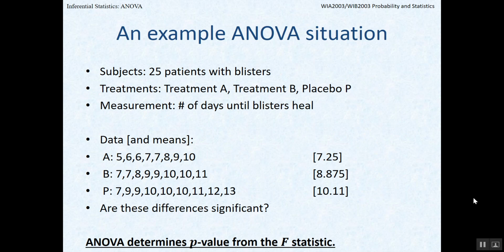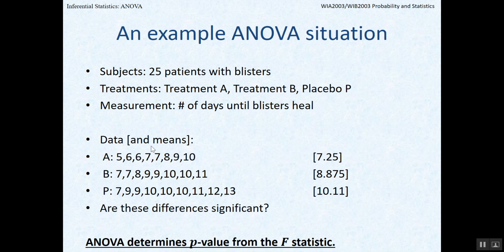So for an example of ANOVA here, assume there are 25 patients with blisters. Okay. Treatment A, treatment B, and placebo P were given. So the measurement equals the number of days until the blister heals. So the numbers that you can see here are basically the number of days taken by the patient to heal their blister. So A is treatment A, B is treatment B, P is placebo, right? So is there a significant difference?